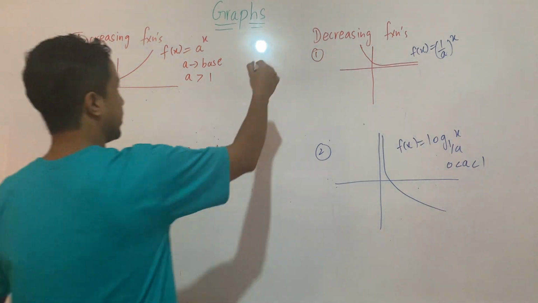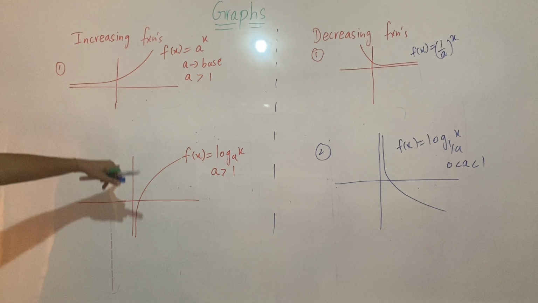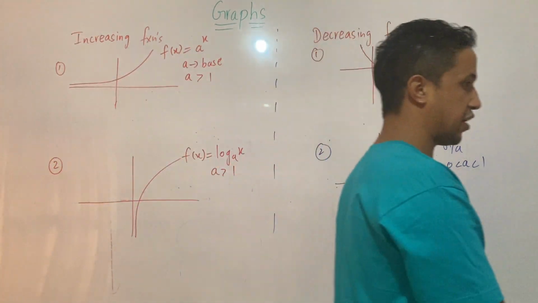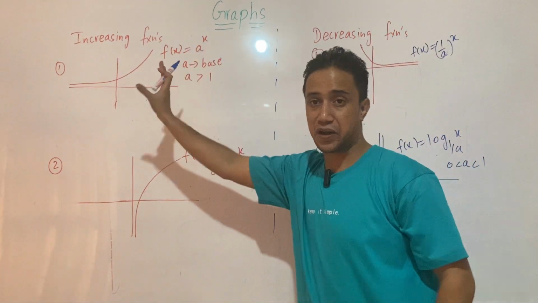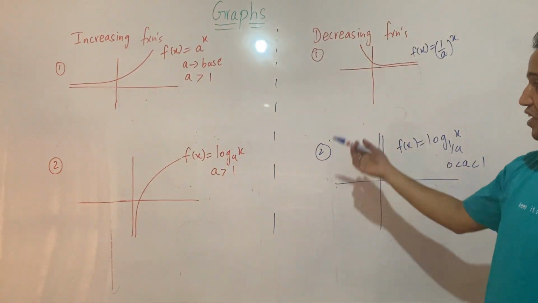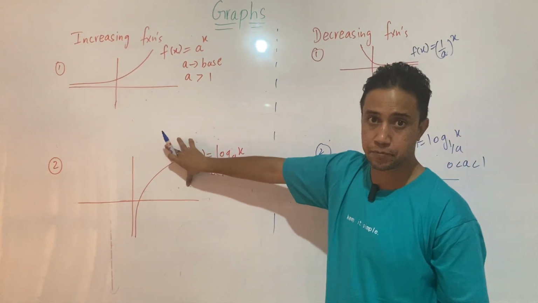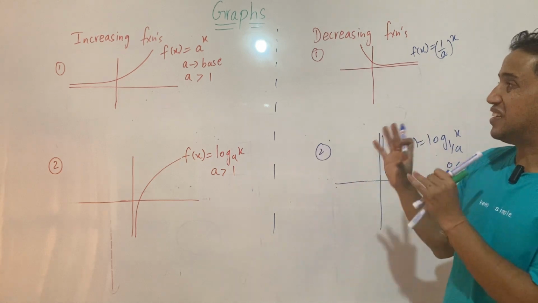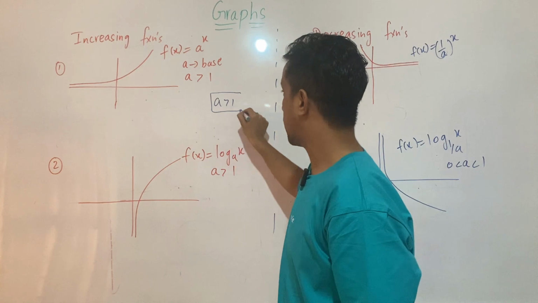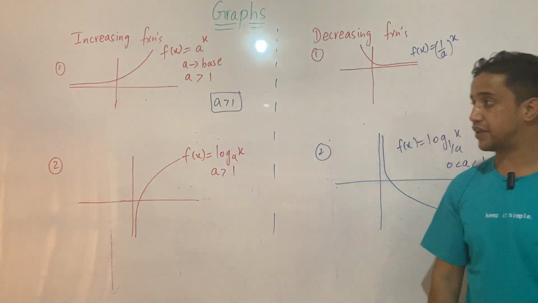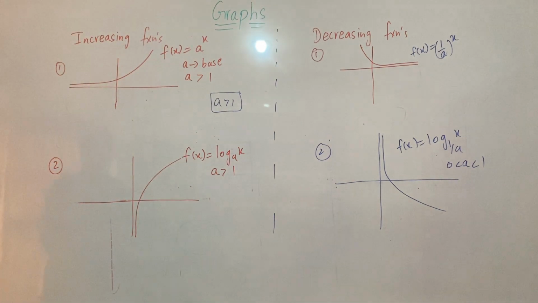Okay, now, these two cases come under increasing functions, and these two cases come under decreasing functions. Now you can see here, if we look at the case for the increasing functions, for both the exponential functions and logarithmic functions, we are only taking those cases where our base is greater than 1, right? Greater than 1.